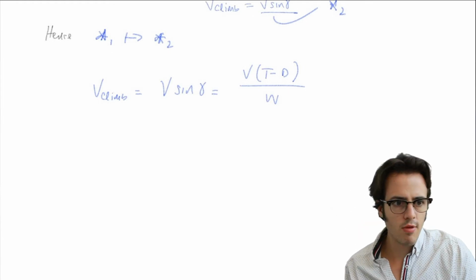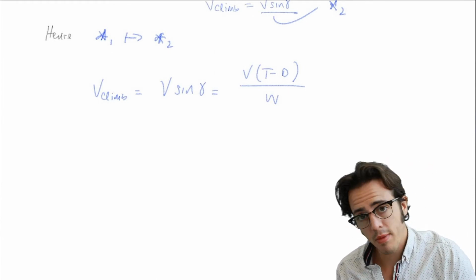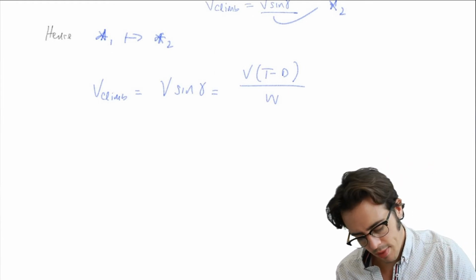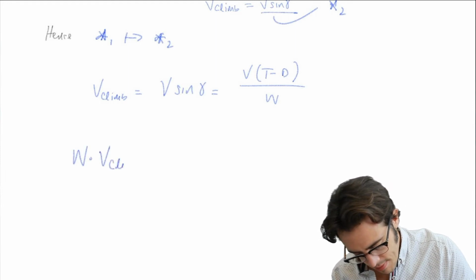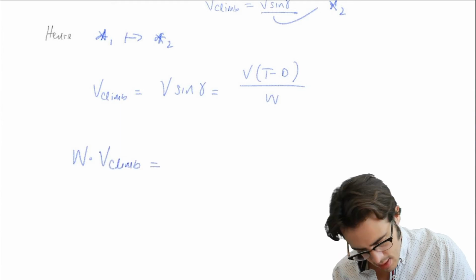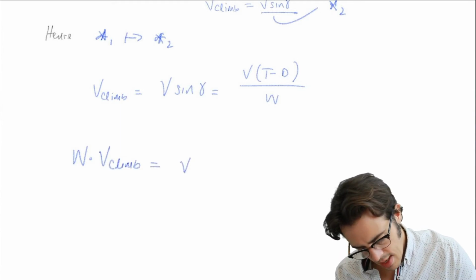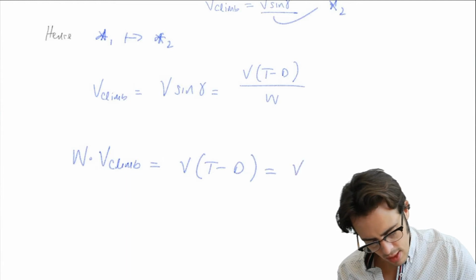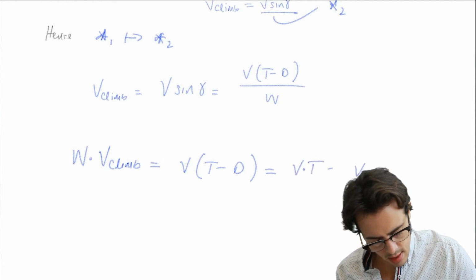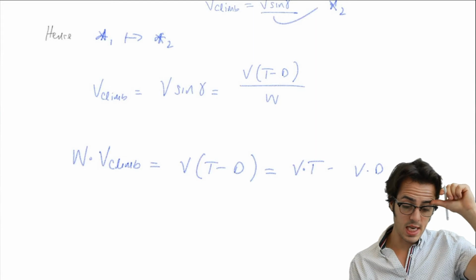So let's rearrange this just slightly. We can talk about this in terms of the rate of increase of gravitational potential energy. We can say that W multiplied by V climb is equal to V(T minus D), which is equal to VT minus VD.